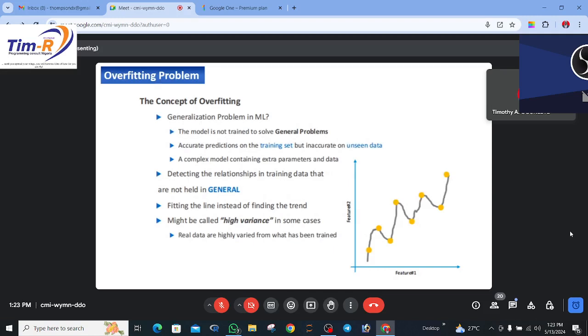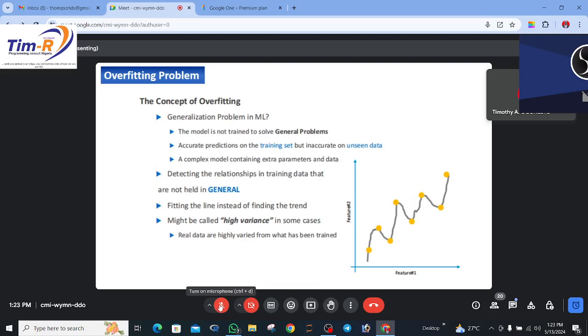Fitting the line instead of finding the trend is also another problem in machine learning. You want to find the trend instead of fitting the line. It's not about the line itself. There's no perfect model anywhere. What we want is something that can help us understand the trend and the pattern. We don't want a perfect model, and there's nothing like a perfect model.